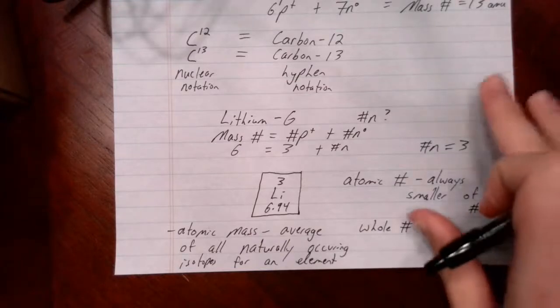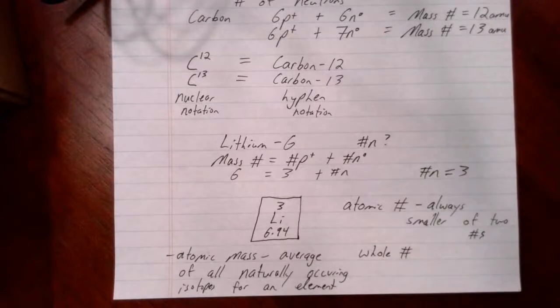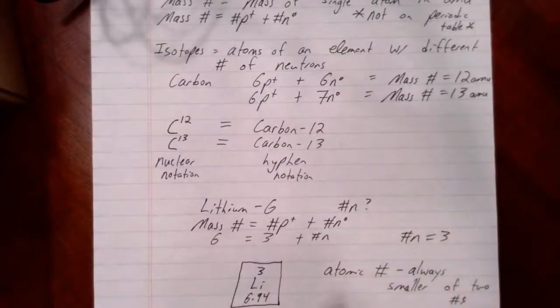But for now, just be aware of the difference between the terms atomic mass, which is the average number we find on the periodic table, versus the mass number, which is what we use for a specific atom, and it's never a decimal number, because for that specific atom we have a set number of protons and a set number of neutrons that we combine to get that.